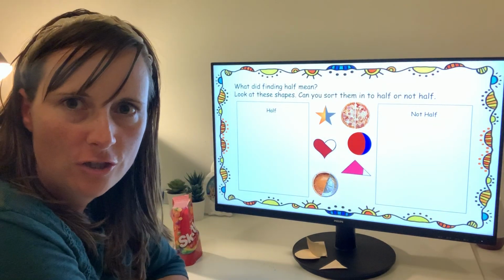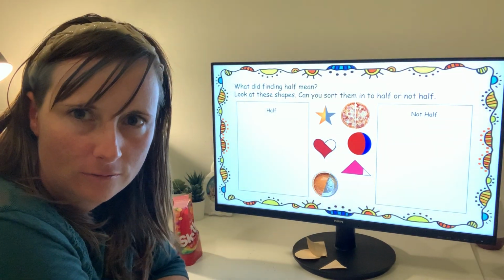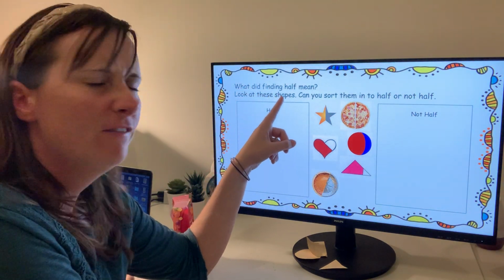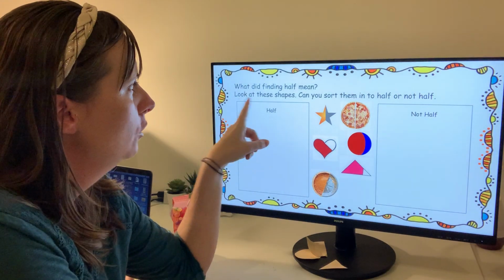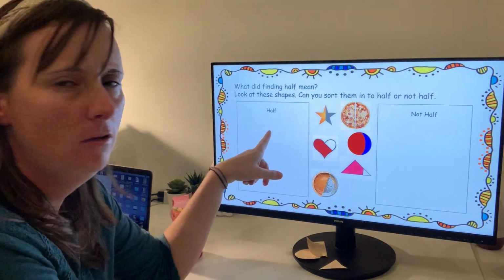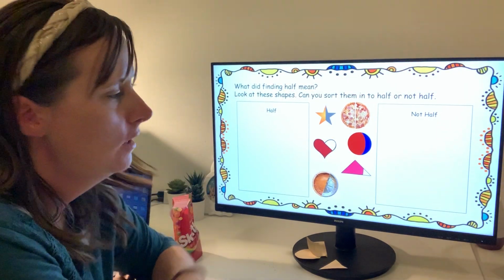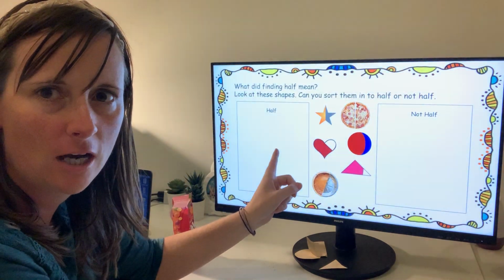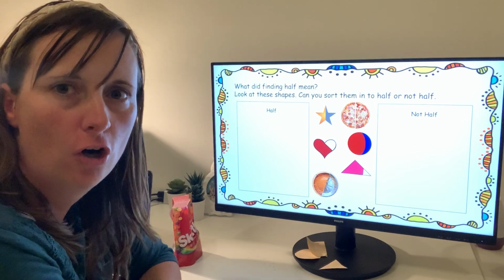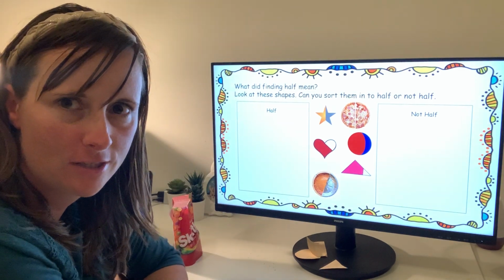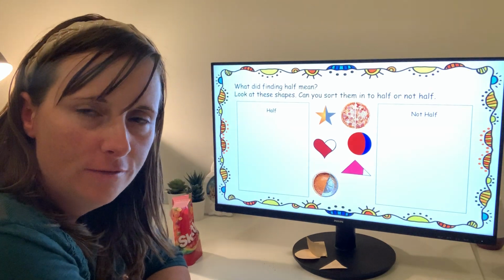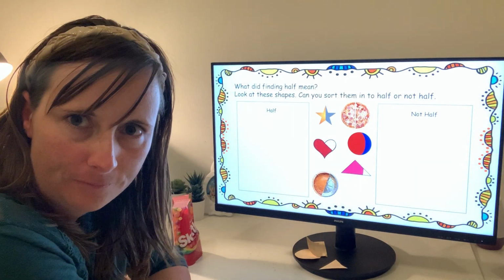So the first job I want you to do is get your thinking brains on. Have a reminder, what did finding half mean? Look at these shapes, can you sort them into half and not half? So I want you to drag and drop these pictures into ones that have been coloured or cut in half and ones that are not half. So that's your activity on the slide to warm your brains up today to think about half. After you've done that, we're going to move on.